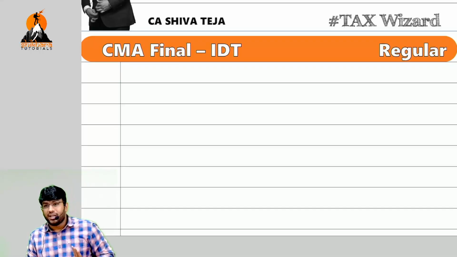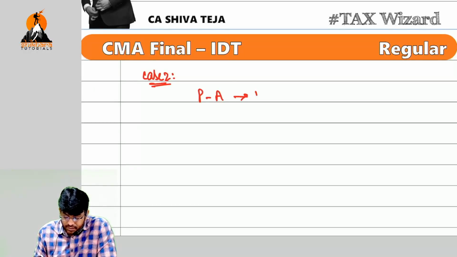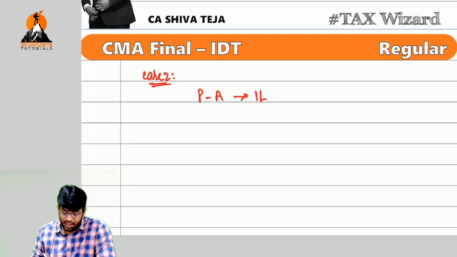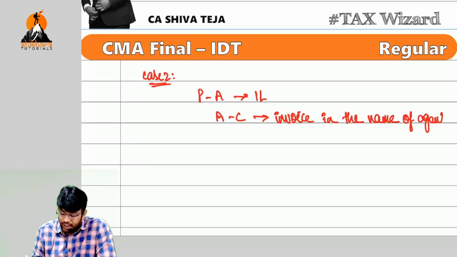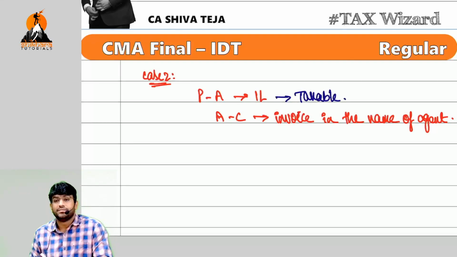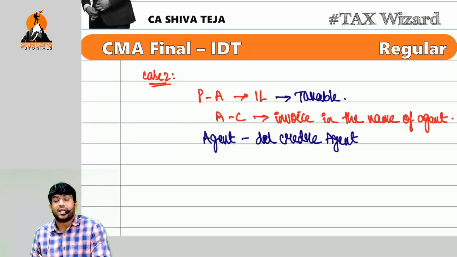Next point you see very clearly. Please concentrate. Case 2. P2A value is 1 lakh. Then A to C invoice in the name of agent. Automatically what will become the answer? This 1 lakh will become taxable. And this particular agent is a credere agent.